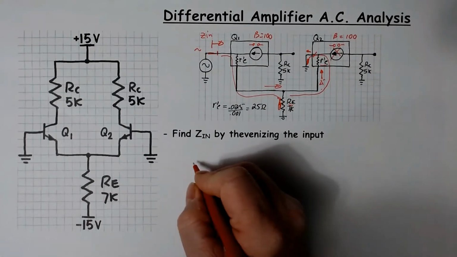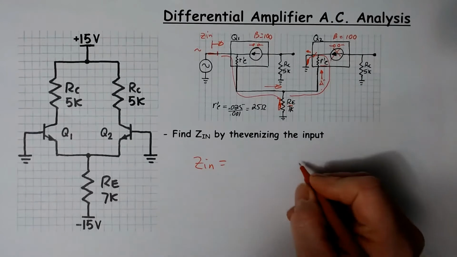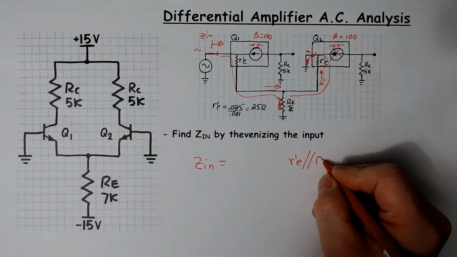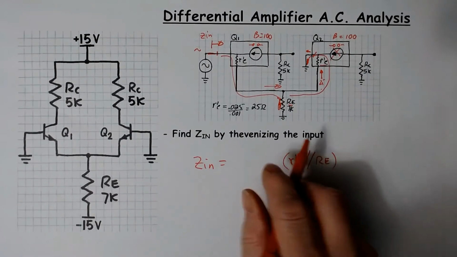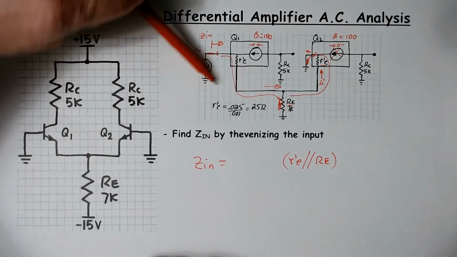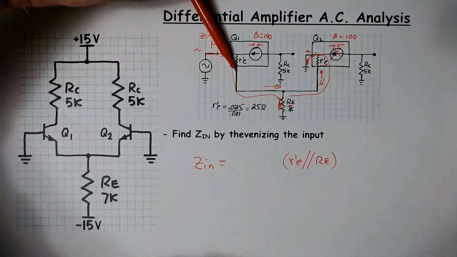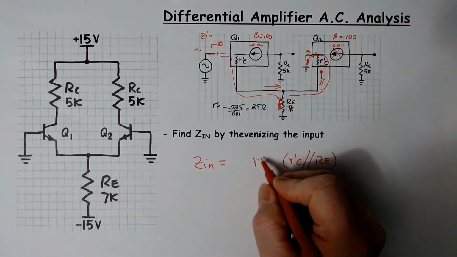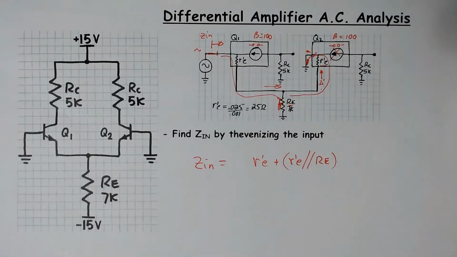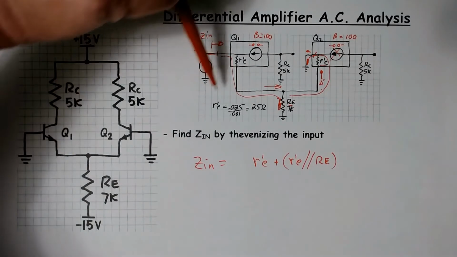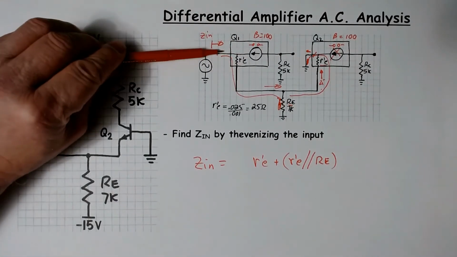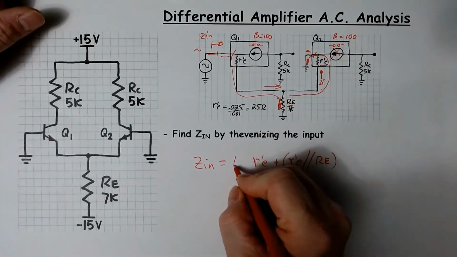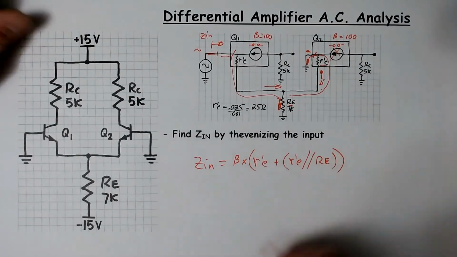So let's start writing this down. So Zin equals, if I start at the far end, it's R'(E), and that's going to be in parallel with RE. And then I continue to go back, and I get to this point here, and it's the two in parallel, and then I have the second R'(E) in series. So it's R'(E) in series with those two in parallel. And then when I continue to move over to the base side, and now when I'm looking into the base of Q1, our imaginary beta line is there, so it will be beta times all of that.